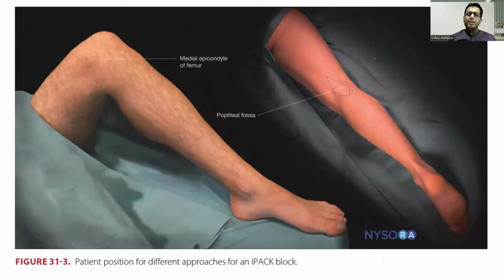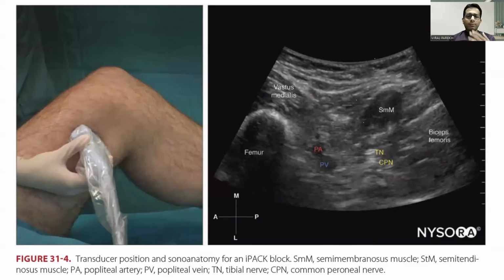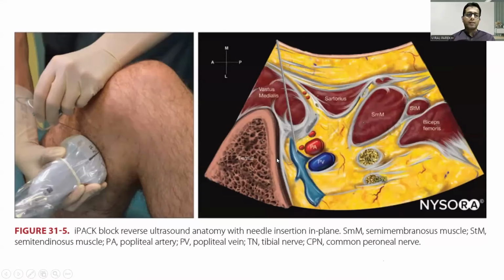So for iPACK, we can put the patient in the lateral position and flex the knee, or in the prone position. There are two approaches which have been described. The first approach was described by Professor Sanjay Sinha. With the knee a little flexed, we keep the probe at the lower aspect of the knee. This is the femur hyperechoic shadow, which we can see on the lateral aspect. The needle comes from above, and we deposit the local anesthetic between the popliteal vessels and the capsule of the knee. So this is the needle image which we can see.